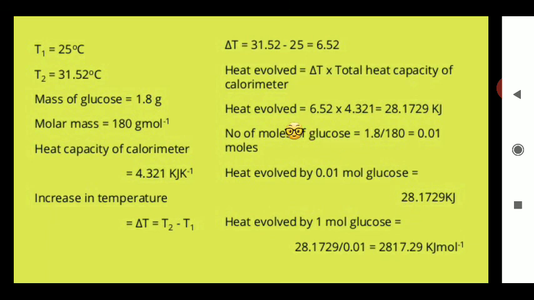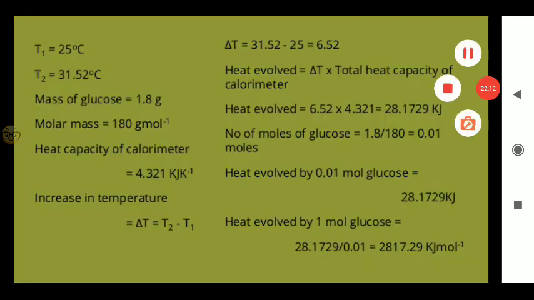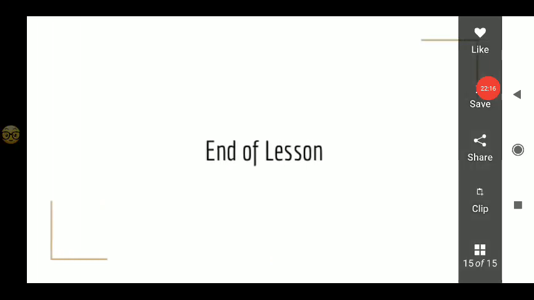So in this way, the calculation is made for the measurement of the heat capacity inside the calorimeter. This device is used for the measurement of the heat capacity of any specific type of substance. Thank you.